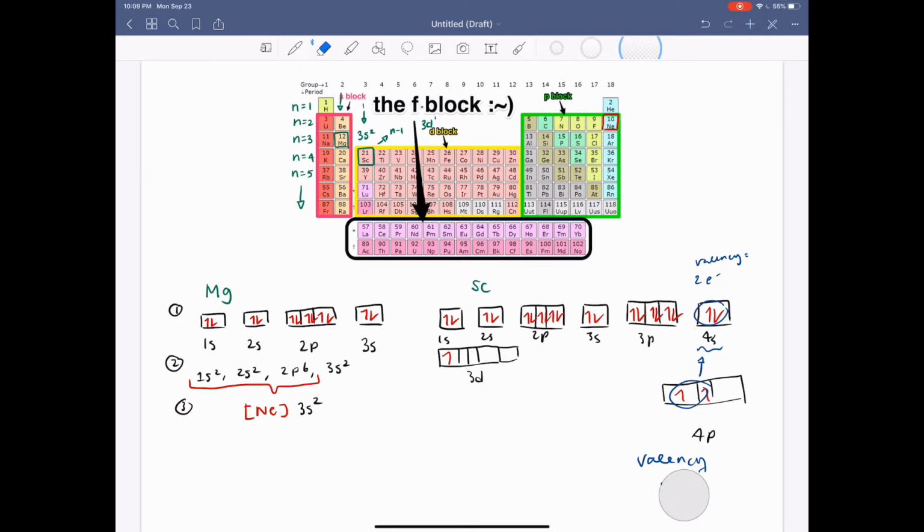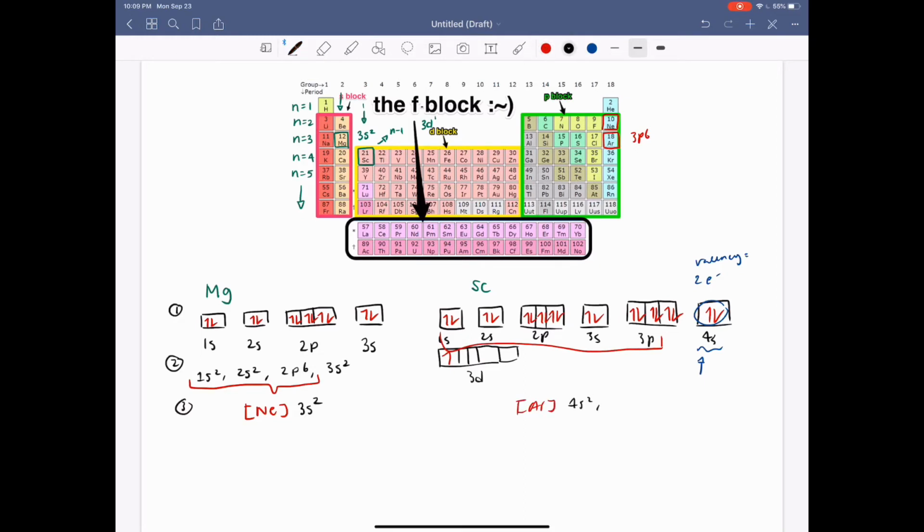So if I wanted to write this in shorthand notation, I'd find the nearest noble gas. In this case, it's argon, where argon is found at 3p6. So everything up to 3p would be argon, then 4s2, 3d1. Shorthand notation is also called core notation, so those two terms are interchangeable.